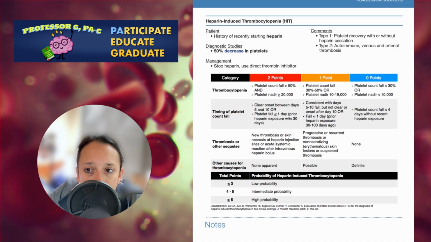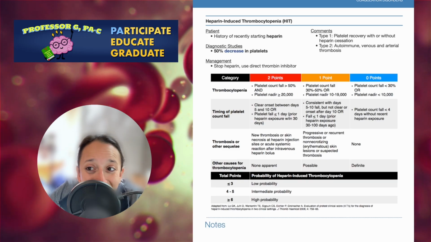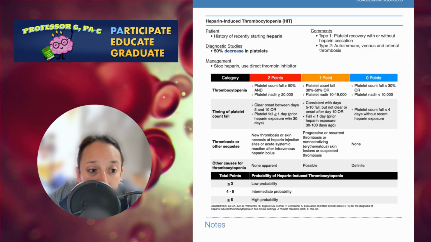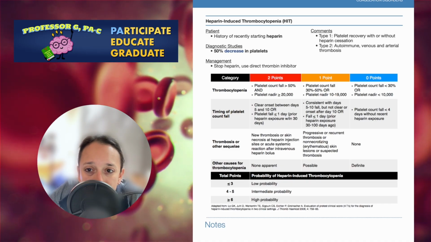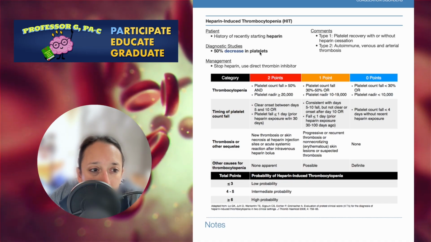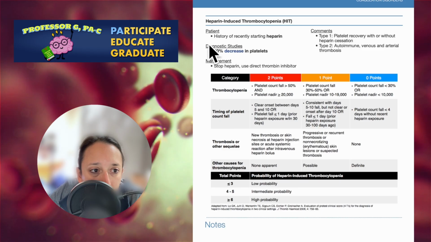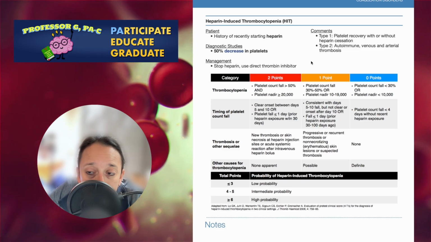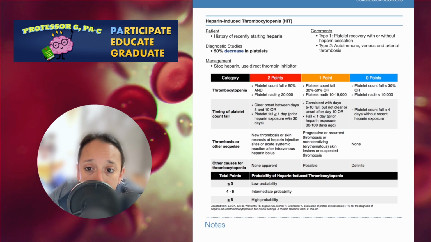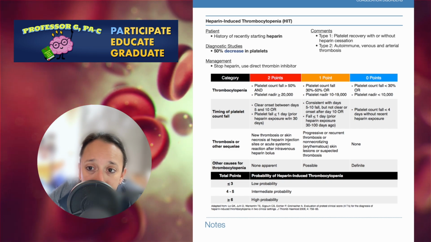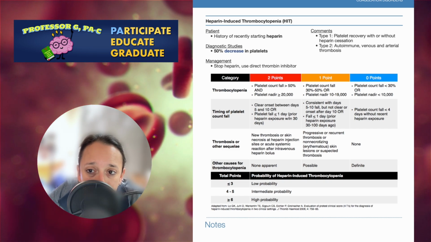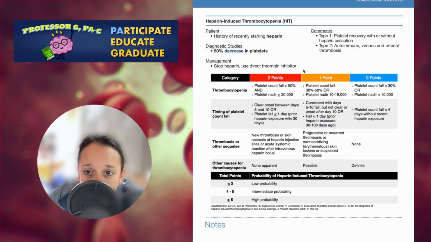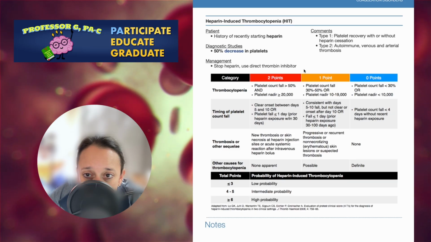And HIT usually develops about 5 to 10-ish days after starting heparin, but it can appear sooner in someone who's been exposed to heparin before. And so patients usually present with this sudden drop in the platelet count, so usually about a 50% decrease or more, and they develop new clots like DVTs and PEs and other things. Bleeding is really uncommon.